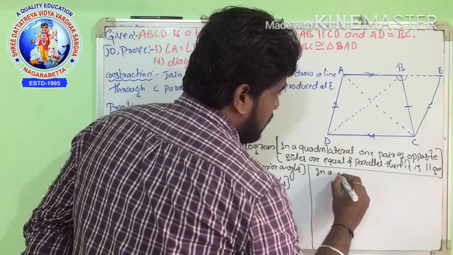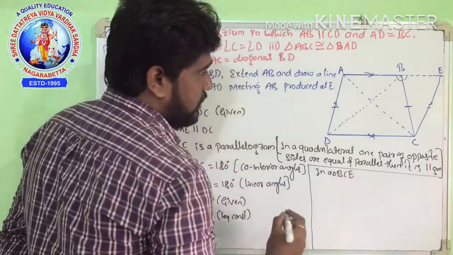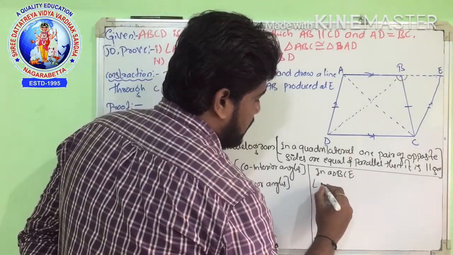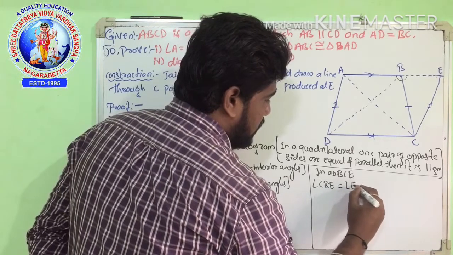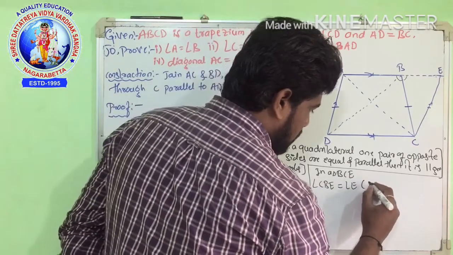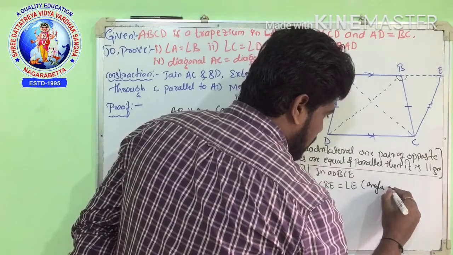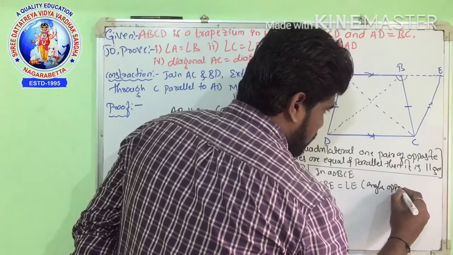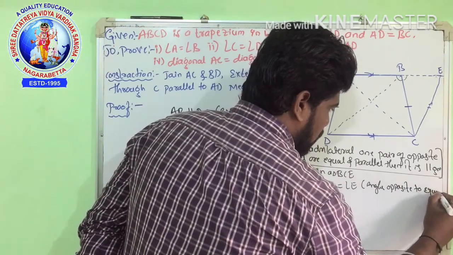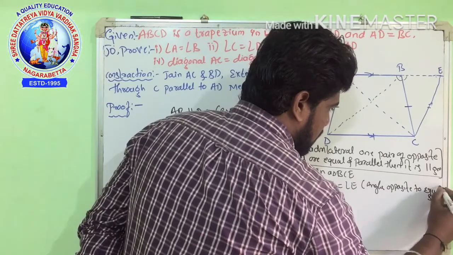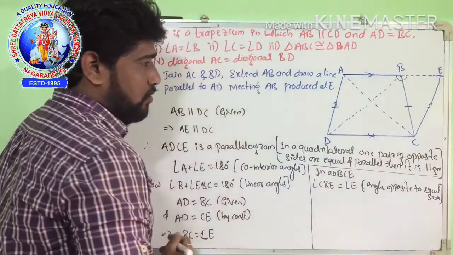In triangle BCE, the angle CBE is equal to angle E, because angles opposite to equal sides are equal, right? So the angles opposite to the equal sides are equal.